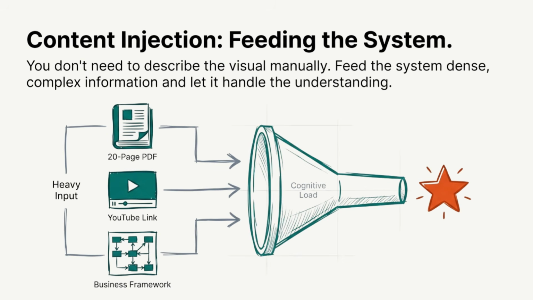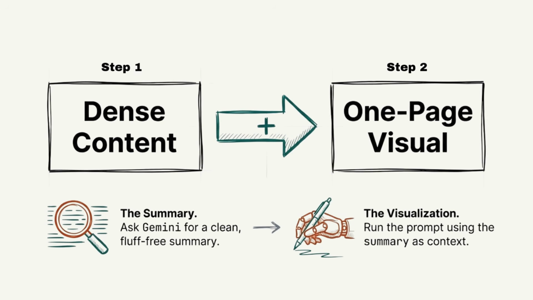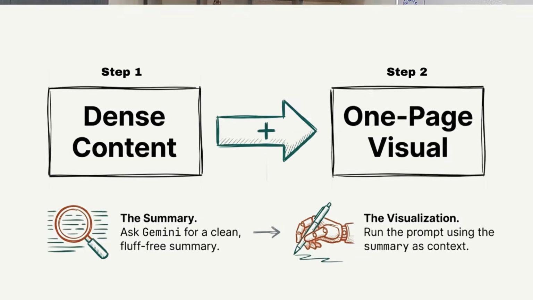But here's where this whole thing becomes unfair. You can feed Google Gemini a 20-page PDF or a YouTube video link. And then step one would be ask Gemini for a clean, no BS summary. Include details, key takeaways, key points, everything. Step two would be run the same prompt, just change the variables according to your need. Then the dense content would be converted into a one-page impactful visual graphic. That's compression. That's leverage.